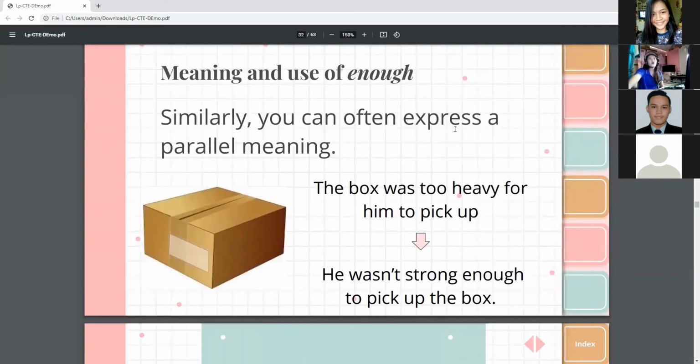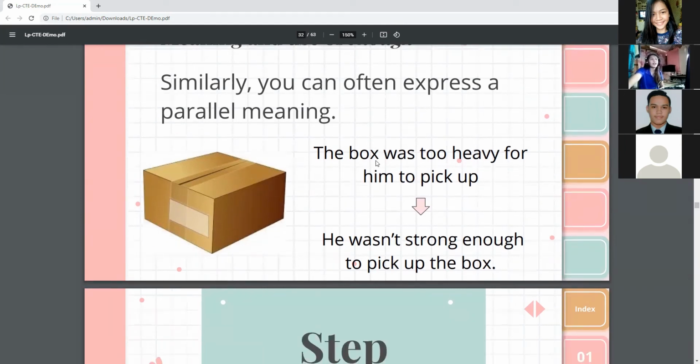Similarly, you can often express a parallel meaning. Here's the example. The box was too heavy for him to pick up. So we can express it in a parallel meaning, which means he wasn't strong enough to pick up the box, or he doesn't have the energy to pick up the box. Okay, do you guys get it? Yes, ma'am. Okay, very good.